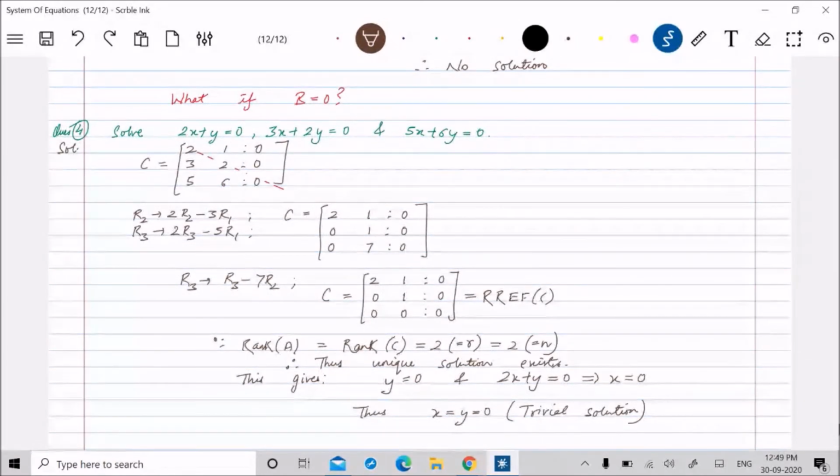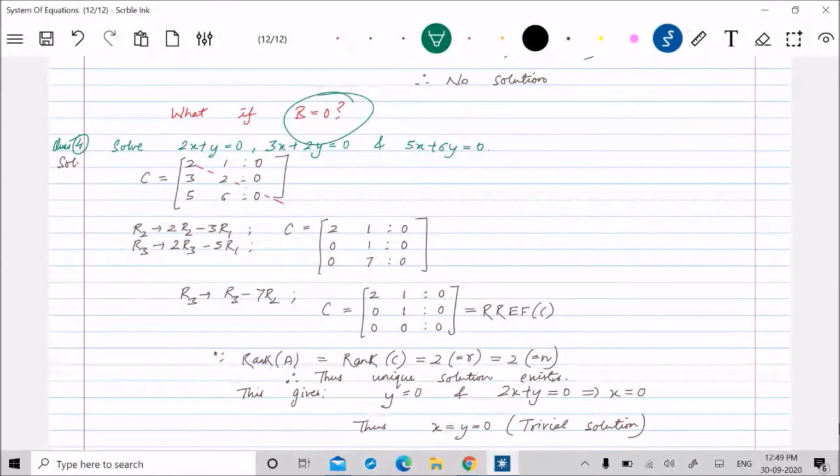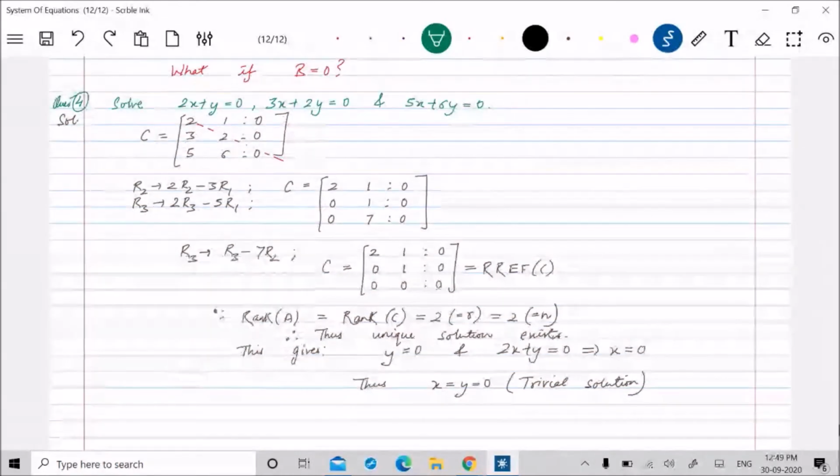Let me change my example. Again, I am saying that whenever you have b equal to 0, there can be no case of no solution. There will always be a solution or infinite solutions, right? So I'm moving to my next question, question number 5.